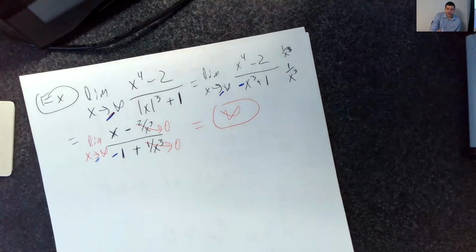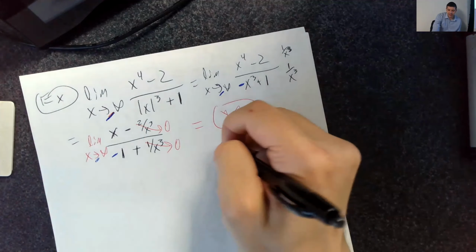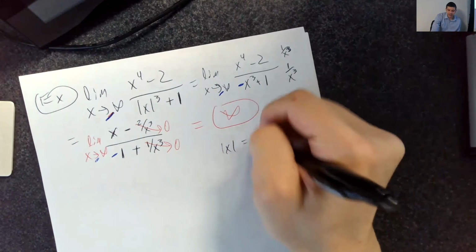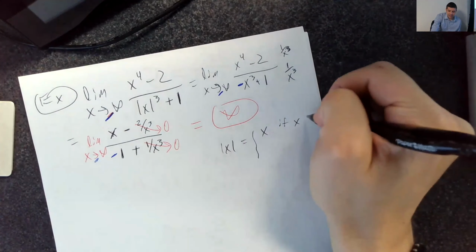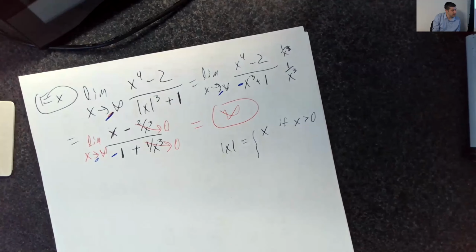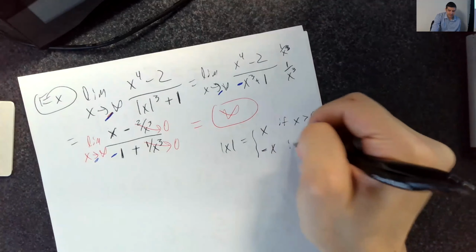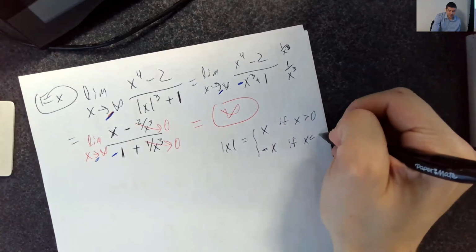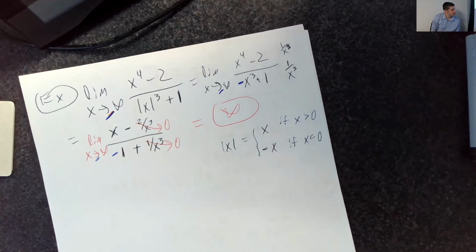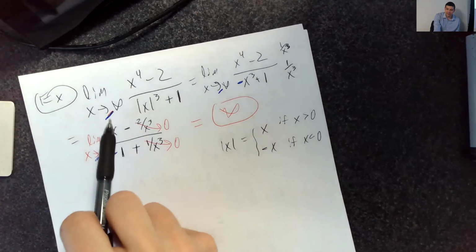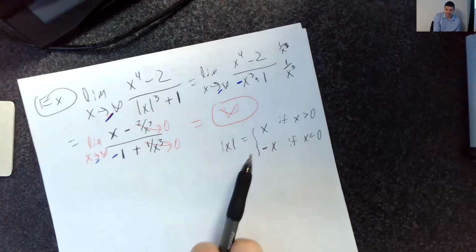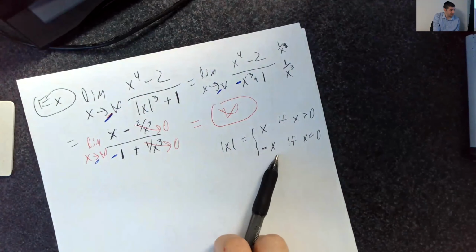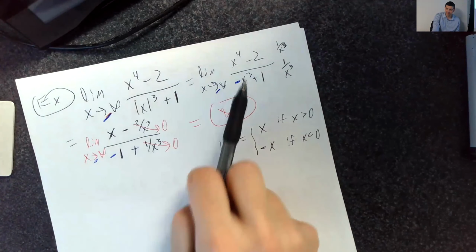Oh, the absolute value? Well, it's what you learned in pre-calc, that the absolute value of x is just x if x is positive, but it's negative x if x is negative. So that's what we're using. If x is going to negative infinity, that means it's a negative value. That means the absolute value is negative x. And we're cubing a negative, so we're getting a negative.